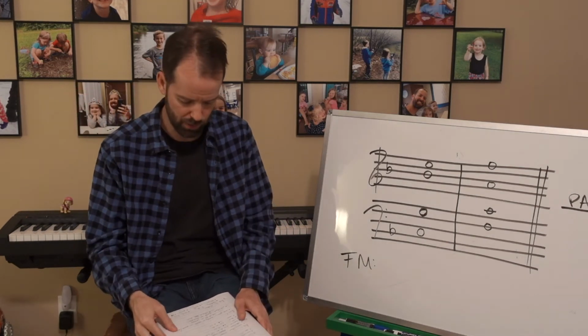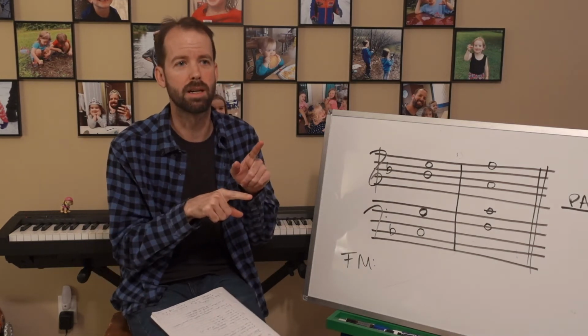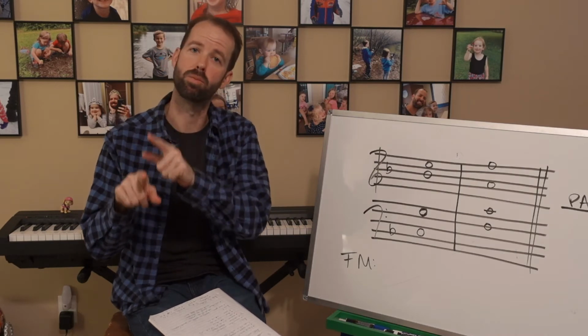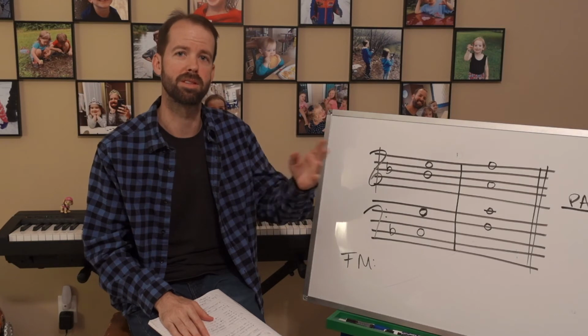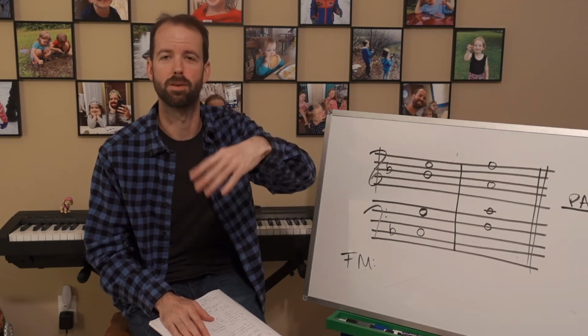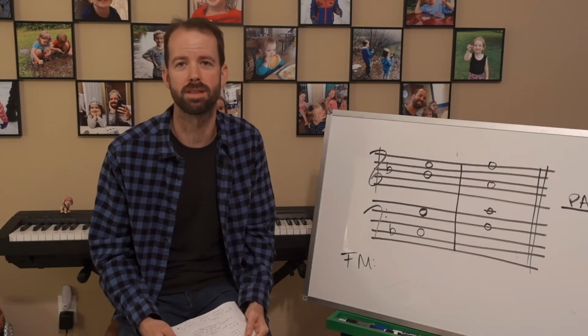That's oblique motion. Similar motion is where the two lines are moving similarly to each other, like they both move up or they both move down, but maybe the intervals are a bit different. So maybe the soprano moves up a minor third while the bass moves a perfect fourth or something. So that's similar motion.